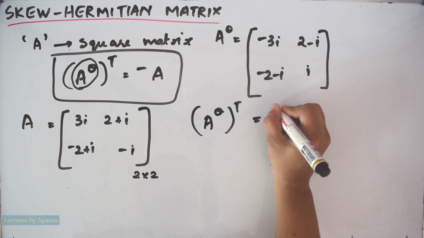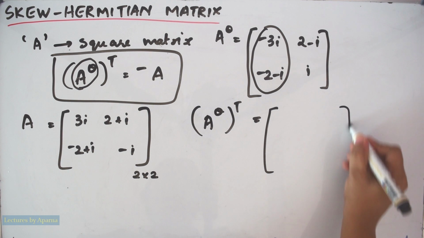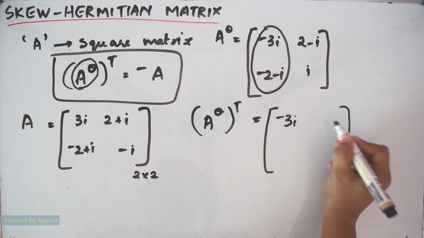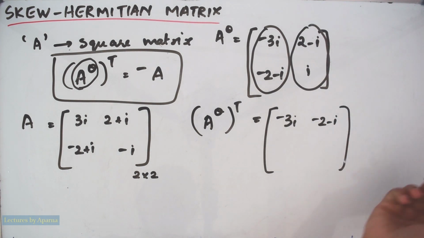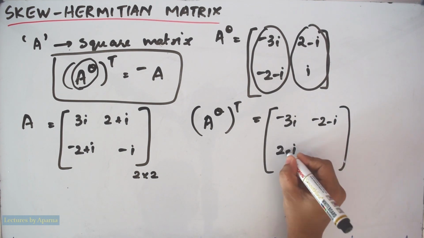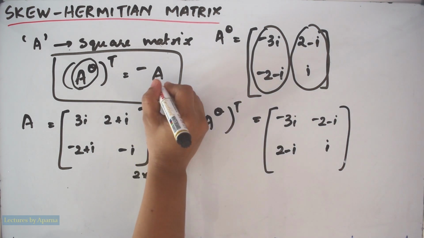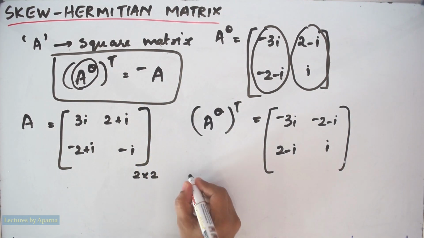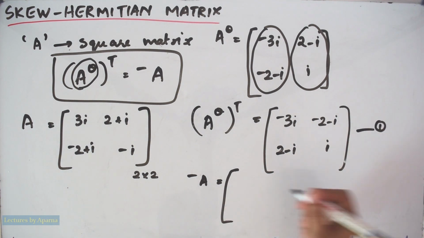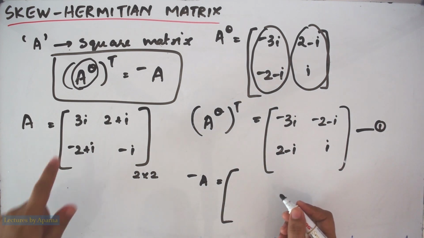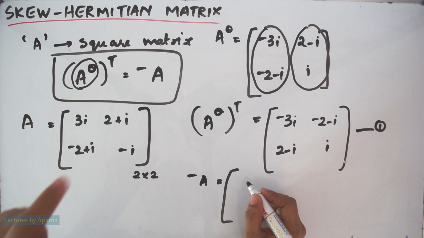That is equal to, so this column will become the row, first row. So minus 3i, minus 2 minus i. Next, this column will become the next row. So 2 minus i. Now I have to find this RHS, which is minus A. Minus A, let this be equation 1. Minus A is equal to, that is, I have to multiply each element in matrix A with minus 1.